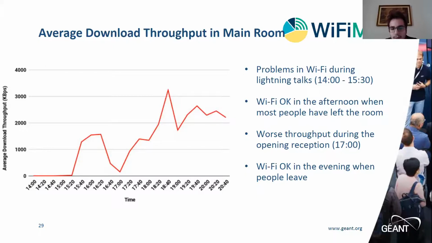Later, after the lightning talks ended, the people went to eat in a nearby room, and as you can see, the performance of the Wi-Fi network is better. Later, people returned for an opening reception that took place extremely close to this room, and as you can see, the performance of the Wi-Fi is worse. And later, as people left for the night, the performance is okay again. So we can see that WiFiMon is able to capture Wi-Fi performance degradations.